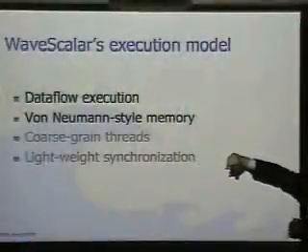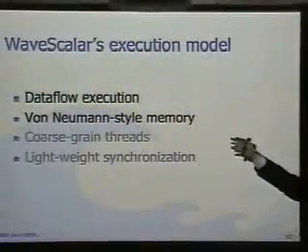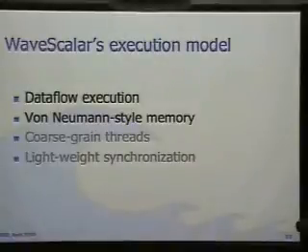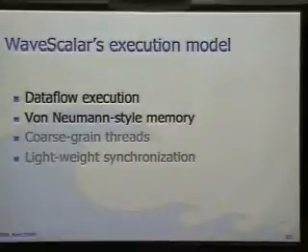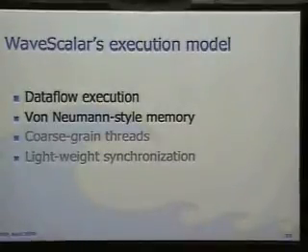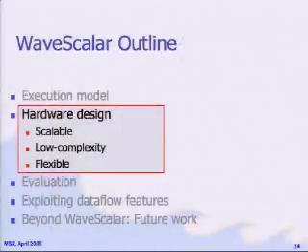So at this point, we have almost everything we need to replace a conventional chip multiprocessor system. We have the data flow execution model for executing our threads. We have a von Neumann style memory interface and wave-ordered memory. The other 2 pieces we need are a coarse-grained threading interface, which we provide, but I don't have time to talk about today, but it's very similar to something like p-threads. And then finally, we also provide a lightweight synchronization mechanism that lets us build very lightweight locks and integrates very nicely into our data flow execution model. So with all that in hand, I'm going to shift gears now and talk about the WaveScalar hardware design.